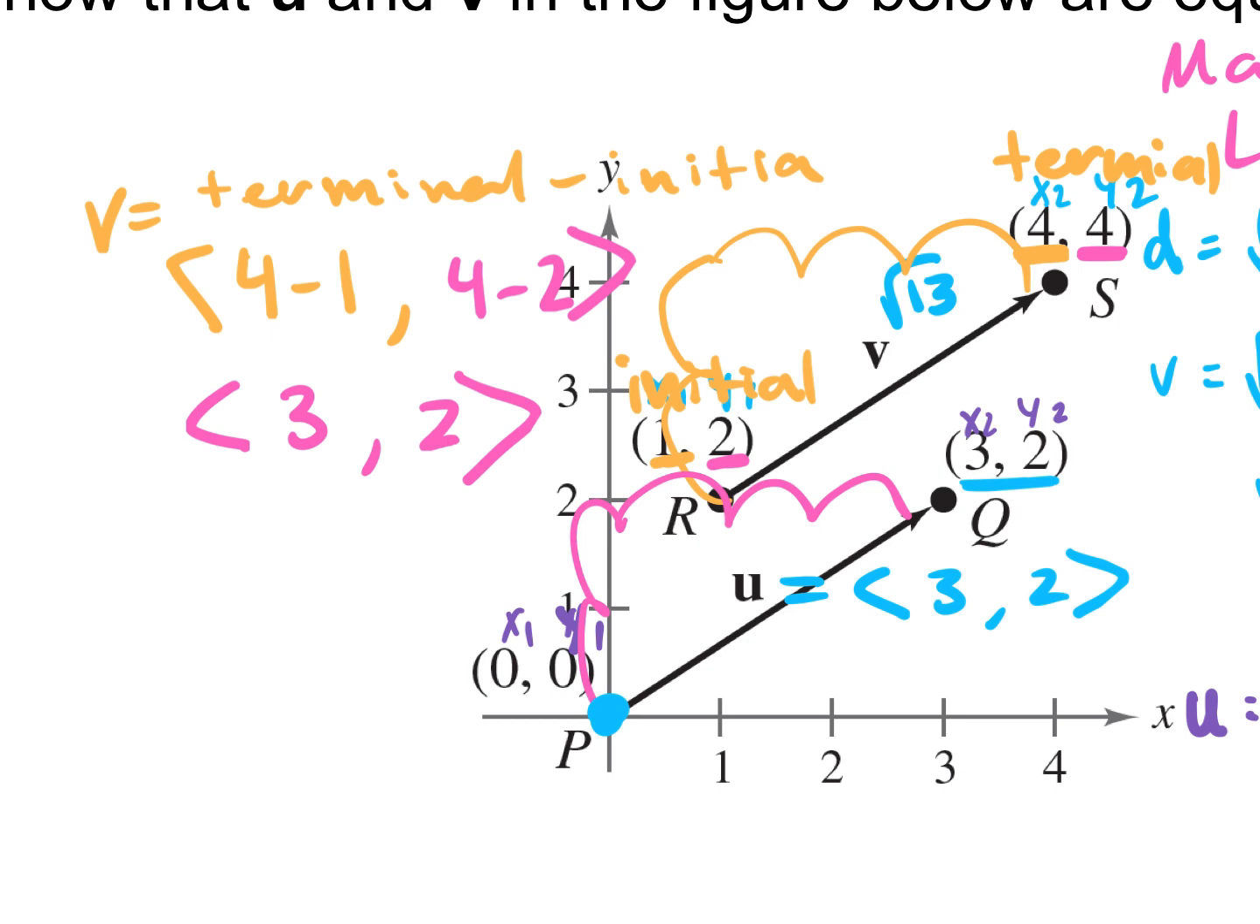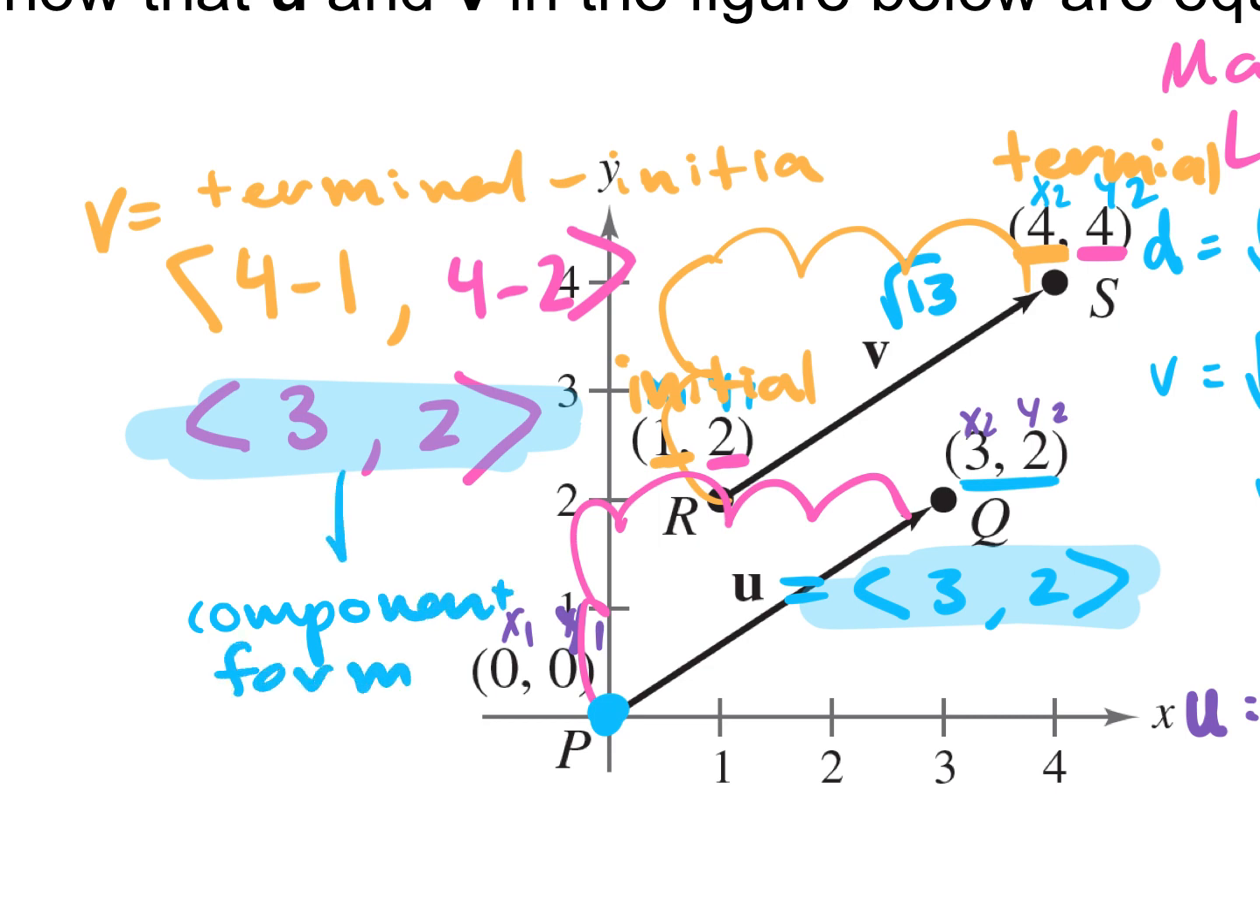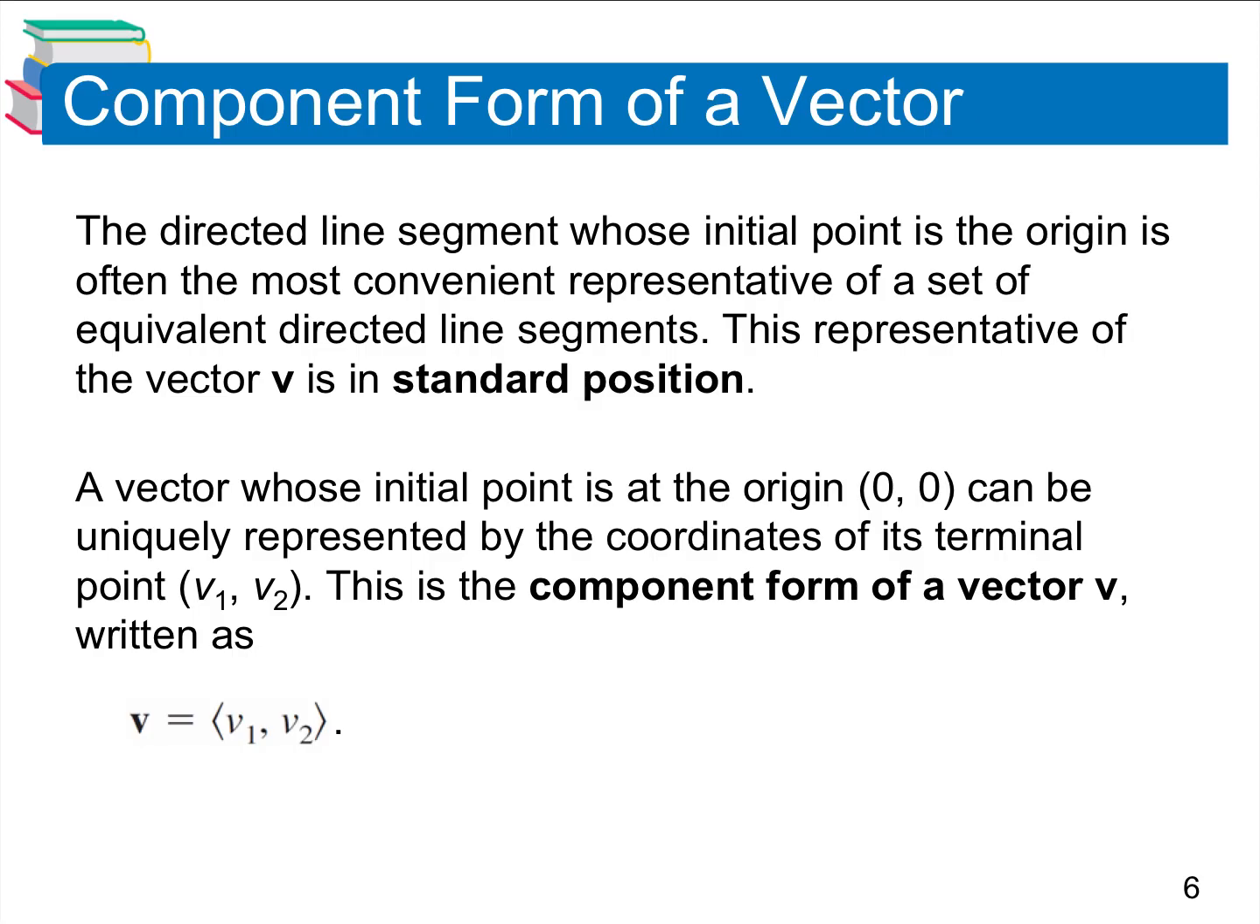So these two are the component form of the vector. So x2 minus x1 and then y2 minus y1? Right. Is that magnitude? So the directed line segment whose initial point is the origin. What's the origin? 0, 0. Is often the most convenient representative of the set of equivalent directed line segments. This representative of the vector v is in standard position. So standard position is when the initial point is at the origin.